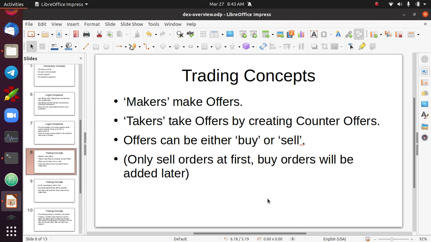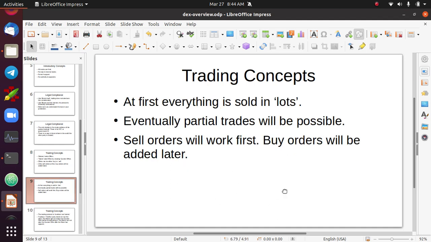So there's two types of orders, or two types of offers, and there's two types of actors. To begin with, there's only going to be sell orders, but we'll add buy orders later. Right now, as the prototype that we have developed, you can create a token and you can put that token up for sale. What you can't do yet is put up an offer to buy a certain amount of tokens. So we'll add that later. At first, everything's going to be sell orders.